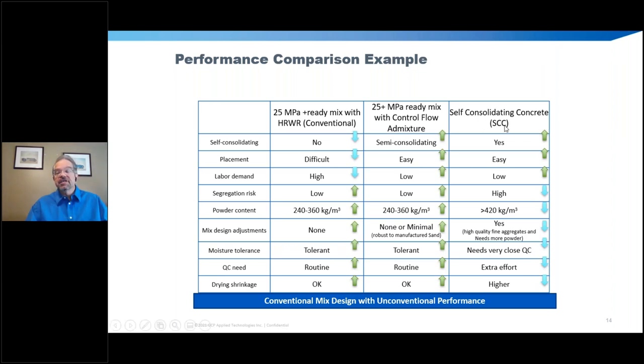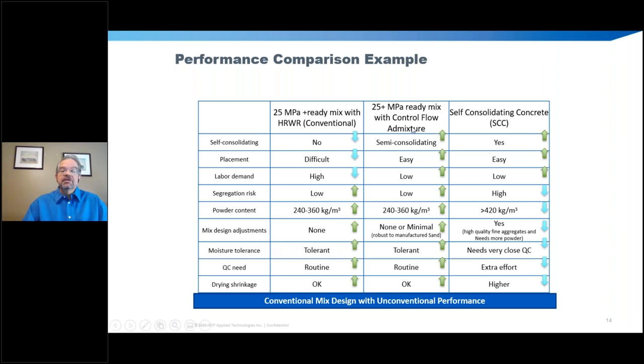If you go over to SCC, it's easy to place. It's low labor demand and it's self-consolidating, but the segregation risk is higher, and you have to increase your cement contents. You also have to have good quality aggregates, and you usually need to reproportion that mix and construct a specific mix just for that application. It needs close QC and extra effort. And oftentimes the drying shrinkage is higher because you have higher cement contents and there's higher paste content.